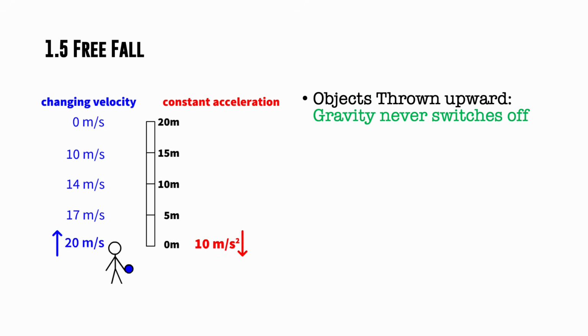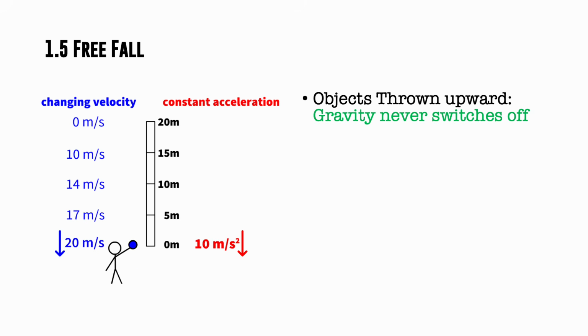So I have a cool little animation here. What we're seeing here is an object being thrown up at an initial velocity of 20 meters per second. And we see as it goes up, the velocity changes. At the apex of its path, it's 0, and then it falls back down. That's interesting. One of the things we have to notice is you see the red 10 meters per second squared? That's my gravity, right? Gravity never turns off. Gravity is touching the ball the whole time through.